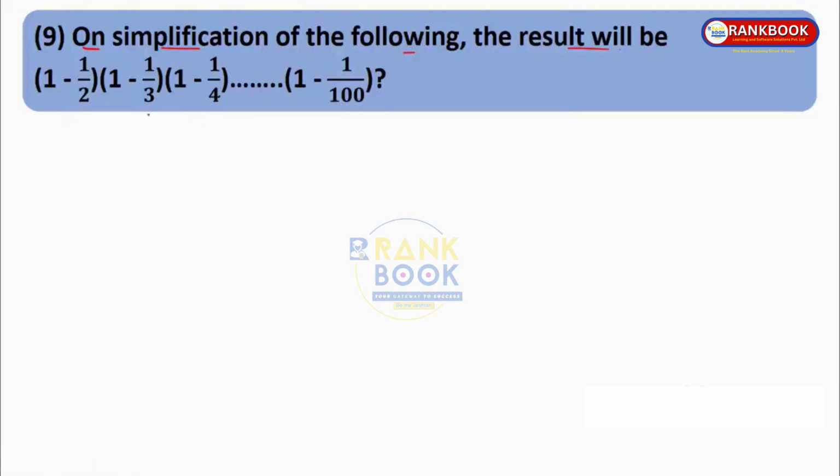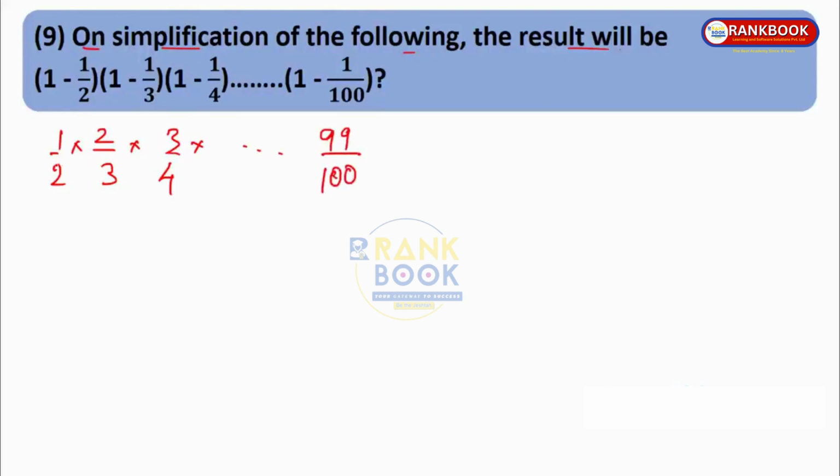Can we take something common over here? But before moving to that, let us see what we can get by subtraction. They have given subtraction over here, so let us subtract and see what we get. 1 minus 1 by 2 is nothing but 1 by 2, multiplied by 1 minus 1 by 3, which is 3 minus 1, 2 by 3. Then 3 by 4, and so on. 1 minus 1 by 100 is 99 by 100.